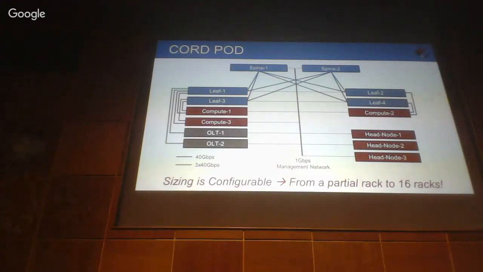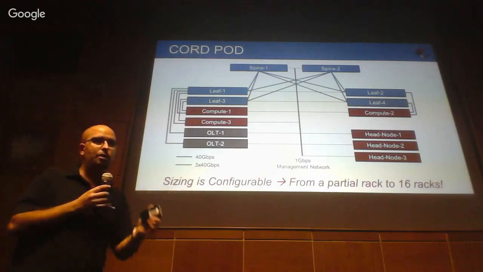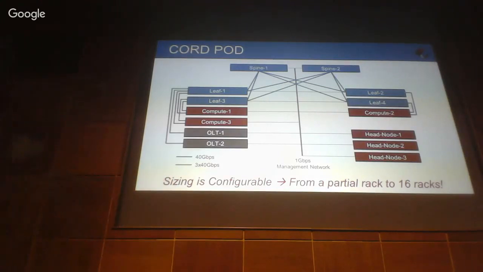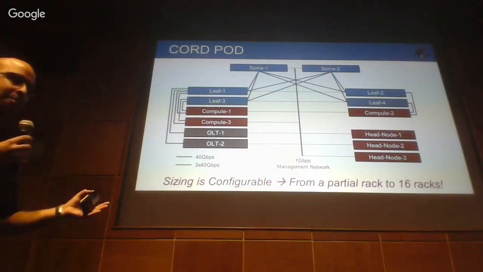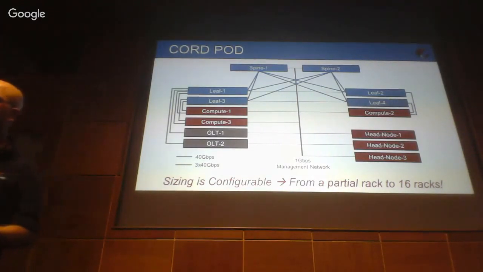The nice thing about CORD is that the sizing is configurable. We can go from a partial rack, from half a rack. You can even go down to 1 switch, 1 compute node, 1 head node, and call it CORD, and you're still good. Or you can go up to 16 racks, where you can serve about, if my memory doesn't fail me, 500,000 subscribers. At least that's the calculation we've done on paper. We've never deployed 16 racks worth of CORD yet.